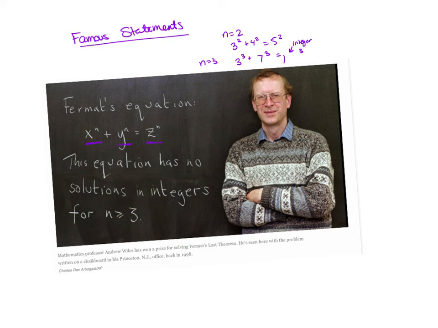cubed. So there's no way you can pick 3 integers here, where when you cube 2 of them, it equals the other one cubed. That actually took a really long time to prove. It was conjectured by Fermat in the 17th century, but it was finally proved by Andrew Wiles in 1993. So this is a picture of him next to that equation.